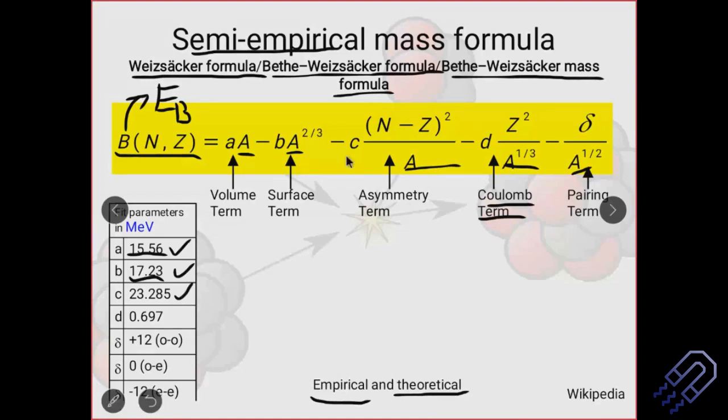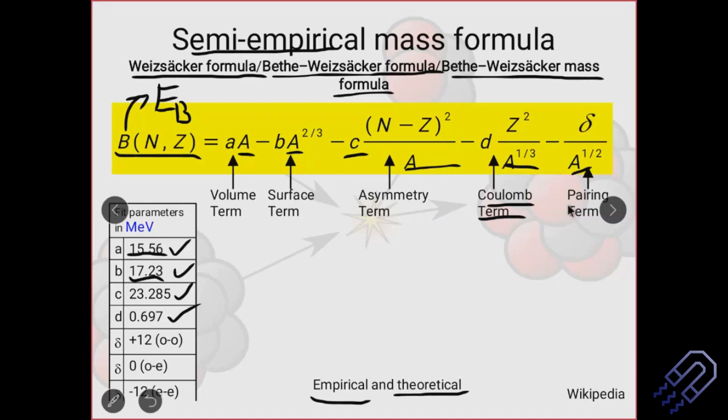So this is the asymmetry term. Okay, please remember this. This is the asymmetry term. Coulomb term has a minimum value, 0.697. What does it mean from here? It simply means that the Coulomb repulsion between the protons is having minimum impact on the binding energy value. This is the simplest way I can tell you right now. Okay, we're going to go more into this.